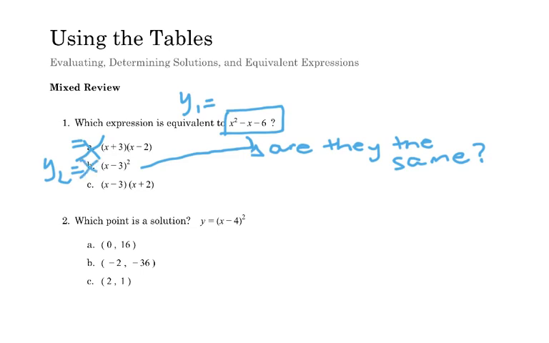I see those again are not the same, so obviously it should be C, but you should always check just in case maybe you typed something in wrong. Put that into y2. Are they the same? And this time, yes. So our answer is C.